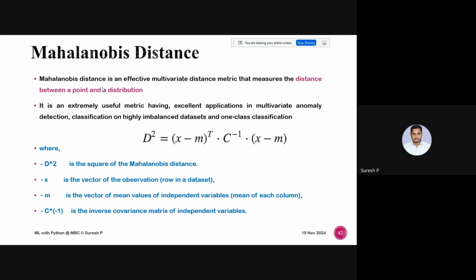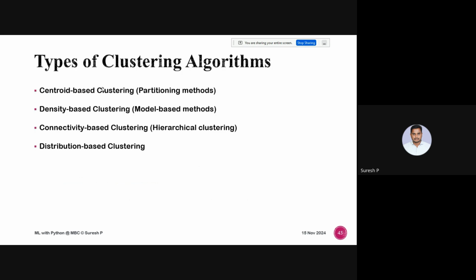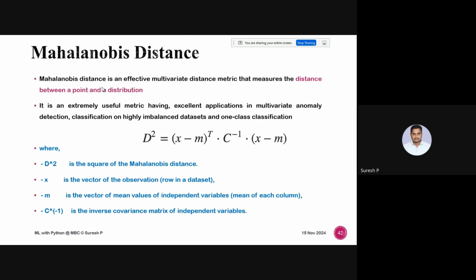So here the formula will be D square equals (x minus m) power T dot C power minus 1 dot (x minus m), where D is the square of the Mahalanobis distance, x is the vector of the observation, m is the vector of mean values of independent variables, and C power minus 1 is the inverse covariance matrix of the independent variables. So these are the different formulas that can be used for calculating the distance or the similarity among the data points.